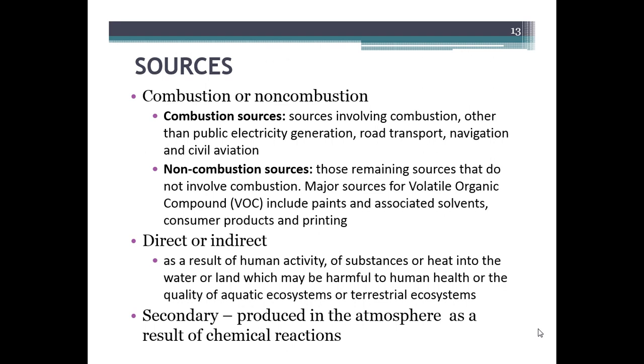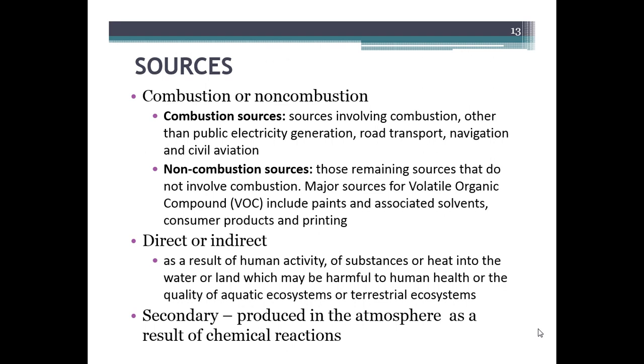Then we also have non-combustion sources. Those are the remaining sources that do not involve combustion. Major sources of VOCs would include paints, solvents, consumer products, printing, etc. All right, so those types of sources do not involve burning of fuels.